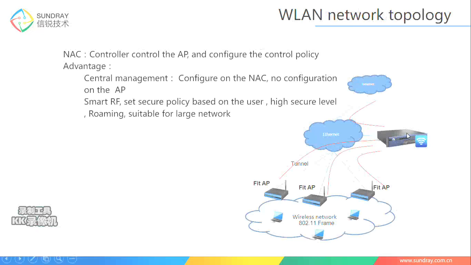We always deploy the controller in single arm mode, single arm to the core switch or access switch, and the controller centrally manages the access points. There is no configuration on the AP, but we can also manually set the AP's IP and the controller's IP for the access point. So this is for manual setup. Also, the controller is used to set up secure policy based on user, or roaming support for the LAN networks.